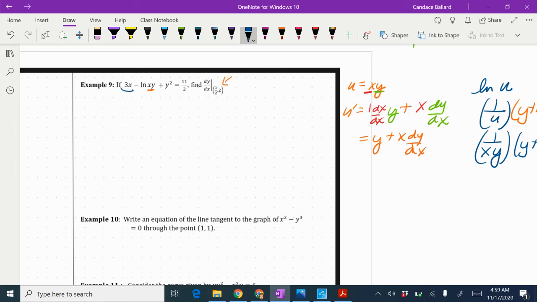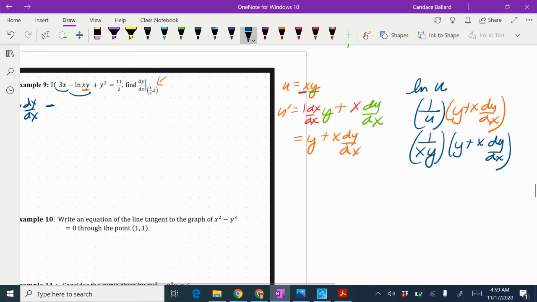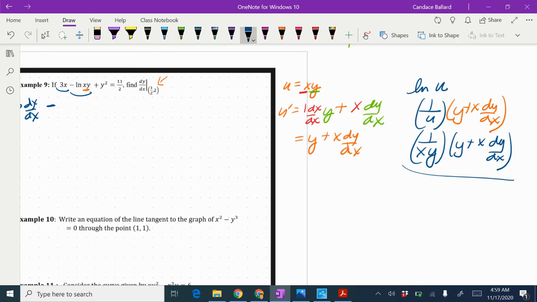So the derivative of the 3x would be 3 dx dx. We know the derivative of that is going to have a negative in front, and it's going to be this mess right here. So 1 over xy times y plus x dy dx. The derivative of y squared would be 2y dy dx. And the good news is the derivative of 11 halves is 0.